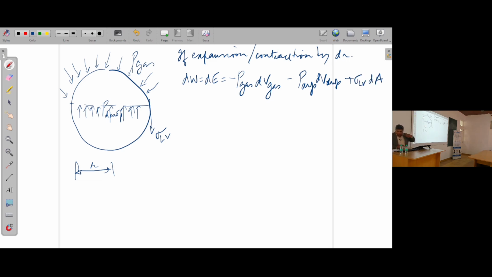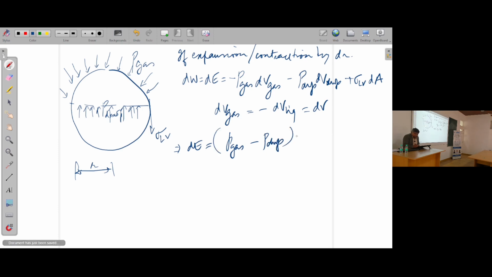Now I'm going to simply mention here that if you expand it, you're shrinking the amount of volume of the gas by that amount. So basically I can write this as dV gas equal to minus dV liquid. It's dV essentially, and it's the same as dV. So if I write this, then I can write dE equal to P gas minus P drop dV plus sigma LV dA.